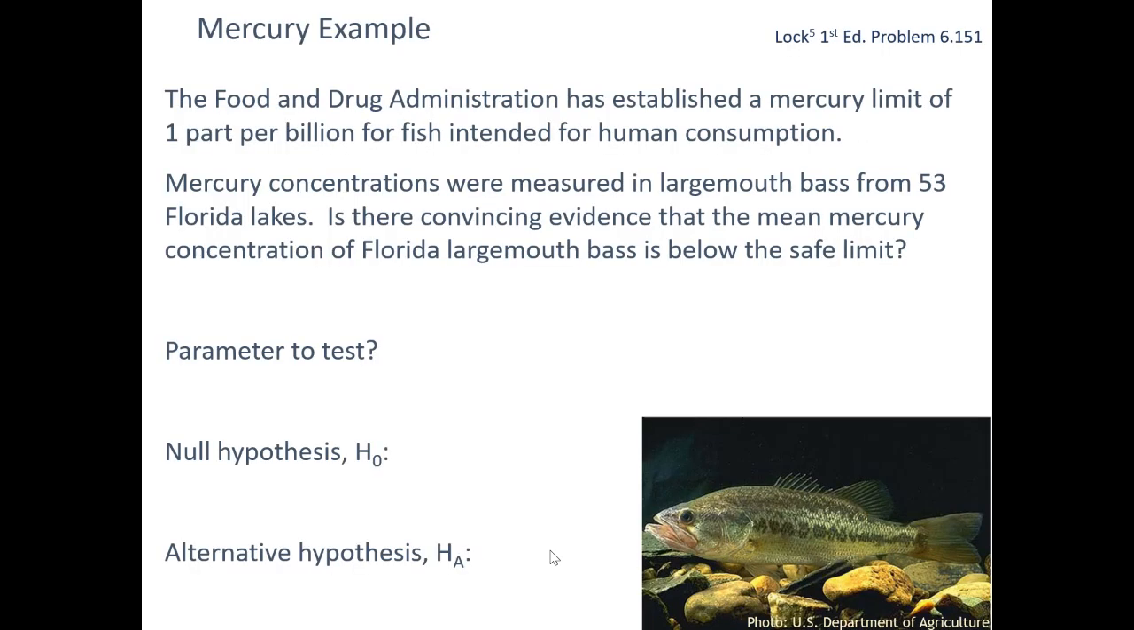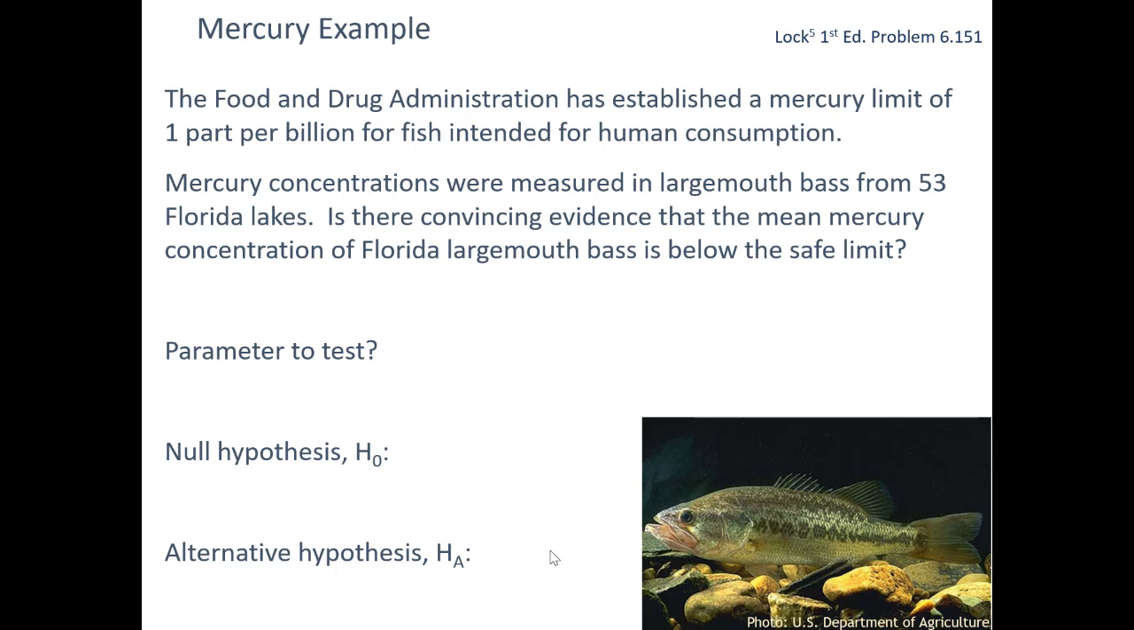Okay, so let's take a look at an example of a hypothesis test where the possible outcomes, if we make a mistake, are sort of asymmetric, that one possible mistake is a lot more dangerous than the other. All right, so the Food and Drug Administration has a limit for the amount of mercury that's allowed to be present in fish that are going to be eaten. So that limit is 1 part per billion.